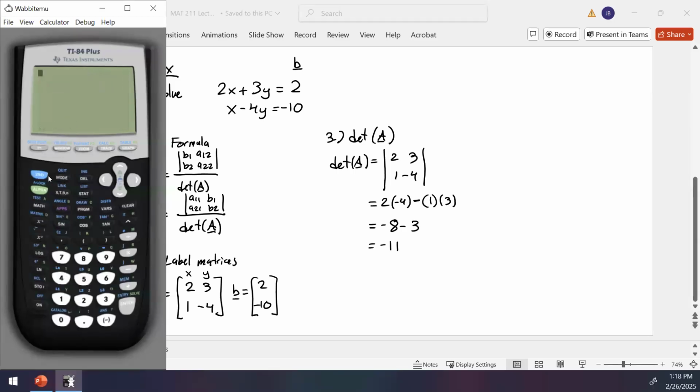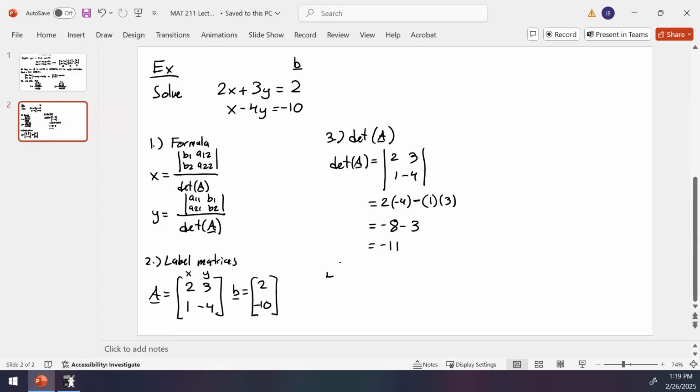And then you do second quit, second matrix, hit the right arrow key, and the first option is always the determinant, at least on TI-84. Press enter, second matrix, press A, and -11, so matches what we got. So now we have that. Step 4 is, now at this point you can plug into the formula, or you can find the X and Y determinants individually. At this point, I would just plug into the formula.